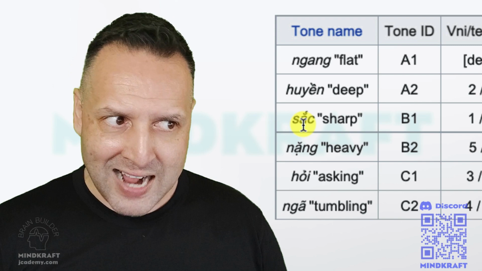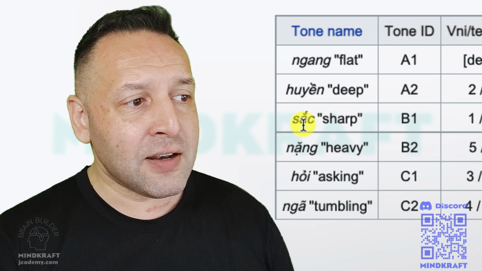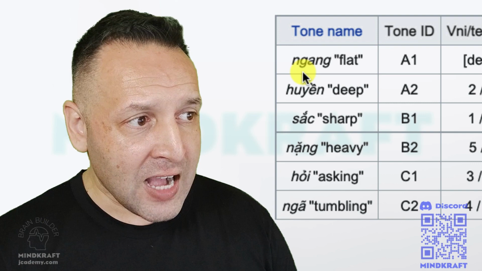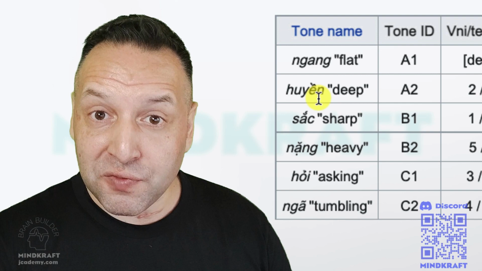Hoi is like the top part of a question mark. And nga is like this little tilde on top of the letter. So we have ngang, huyen, sac, ngang, hoi, nga. And these actually map beautifully to the traditional Chinese tone system.